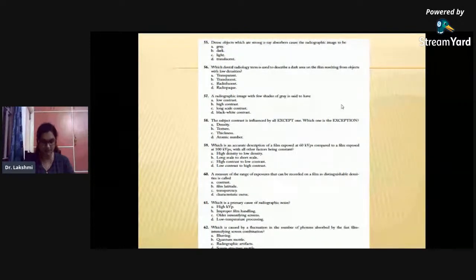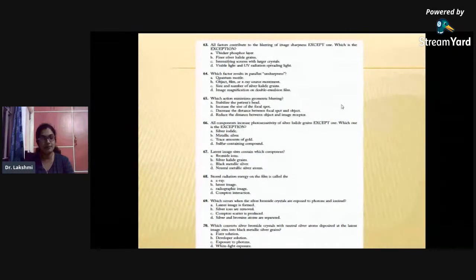Okay, so 60th, a measure of the range of exposures that can be recorded on a film as distinguishable densities is called. Okay, that is film latitude. And coming to 61st question, which is a primary cause of radiographic noise? Basically, there are many different causes, but if the film is not handled properly, radiographic noise, or the blurred or speckled image, is the resultant image. Okay, and then which is caused by a fluctuation in the number of photons absorbed by the fast film intensifying screen combination. That is B, that is quantum mottle.